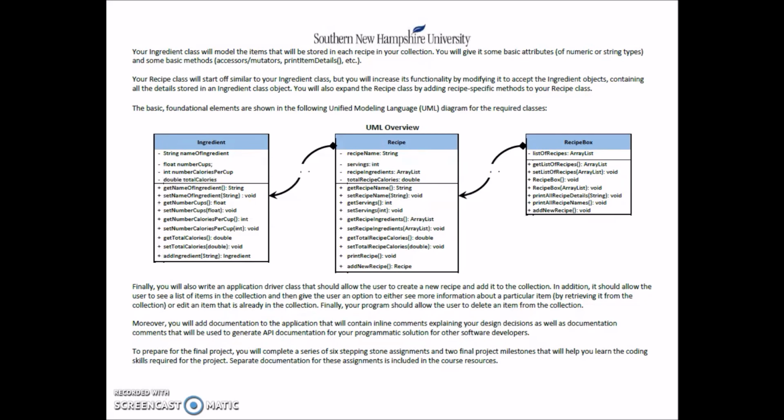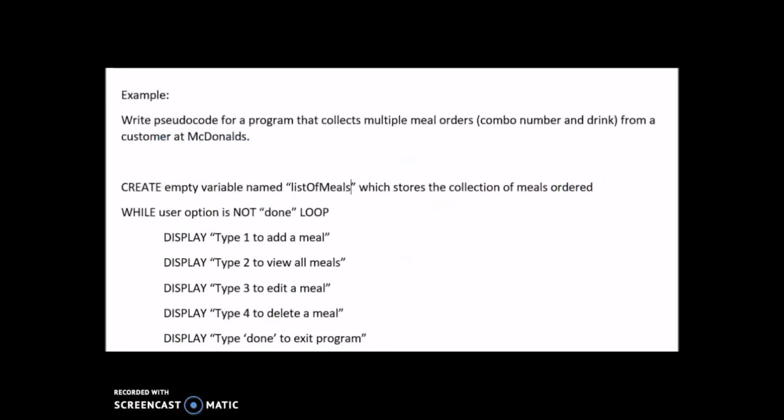The goal is to have the primary functionality, branching and looping, and make sure that the pseudocode is clear and organized. So here's a quick example of writing pseudocode. This asks to write pseudocode for a program that collects multiple meal orders, for example, a combo number and drink from a customer at McDonald's. So this is just an example.